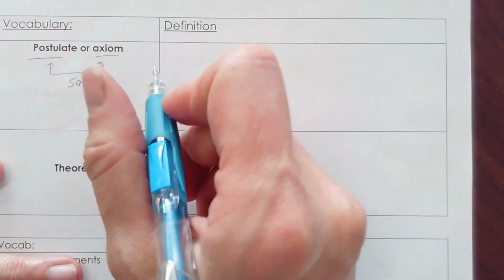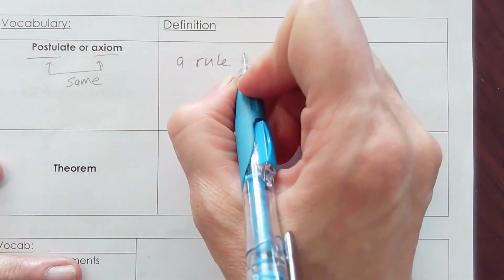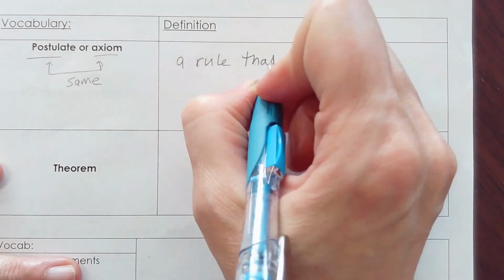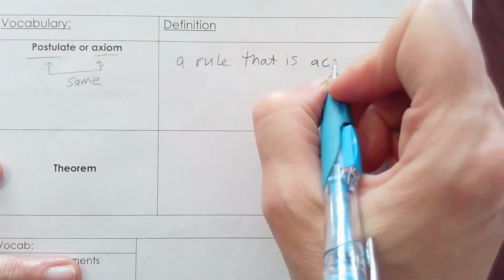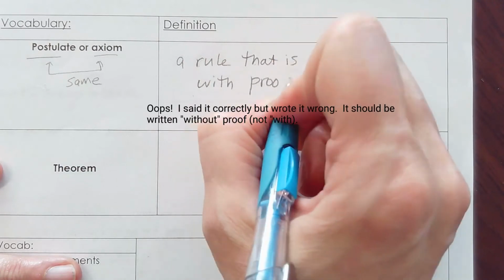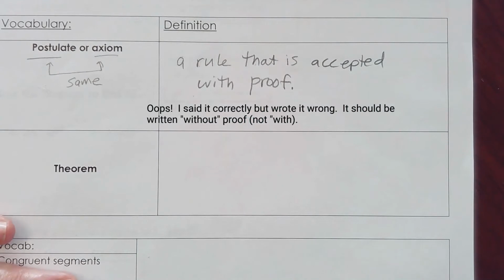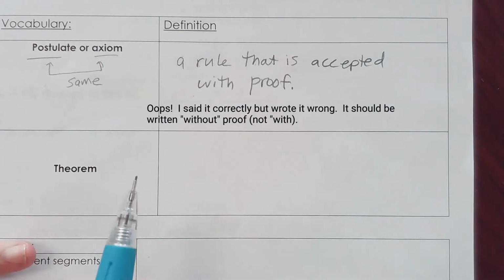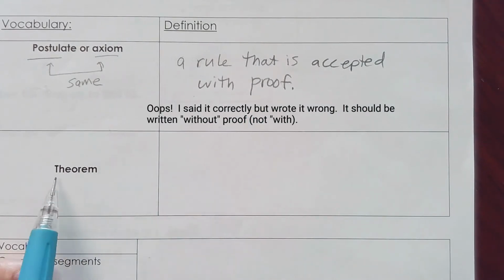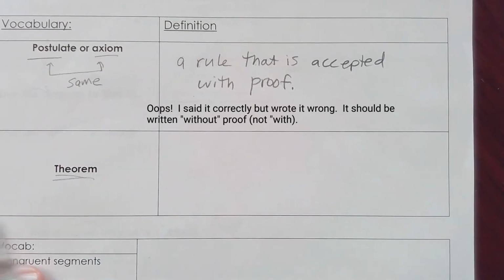So the definition is a rule that is accepted without proof, as in without being proven to be true. We're going to get our first postulate today, so I will talk about that when we get to it. All right, and then a theorem, by comparison, is a rule that is proven to be true.